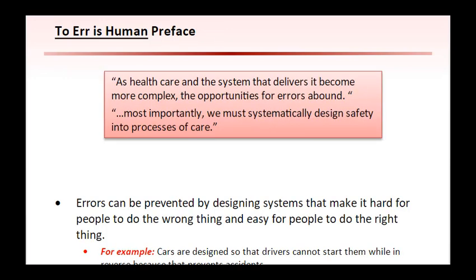The concept a clinic should develop is that systems are put in place to try and avoid any errors. Building tight and systematic protocols will protect a clinic from drift in procedures that increases the chance of error. Errors can be prevented by designing systems that make it hard for people to do the wrong thing and easy for people to do the right thing. For example, cars are designed so that drivers cannot start them while in reverse, because that prevents accidents.